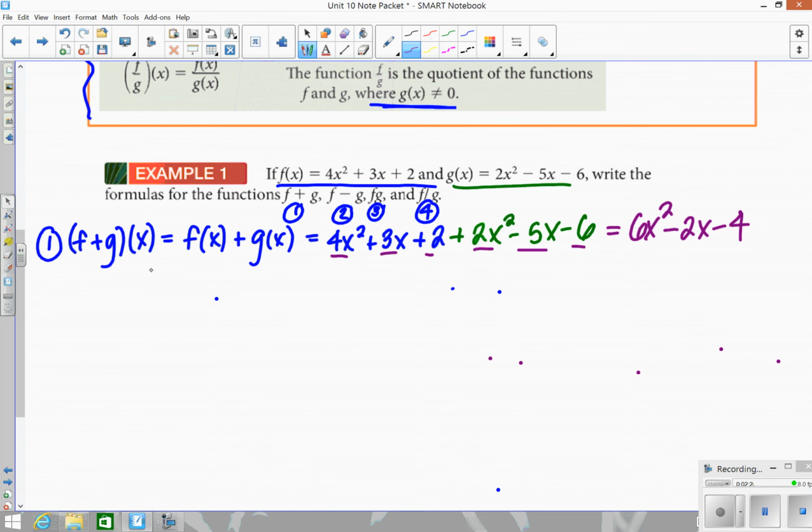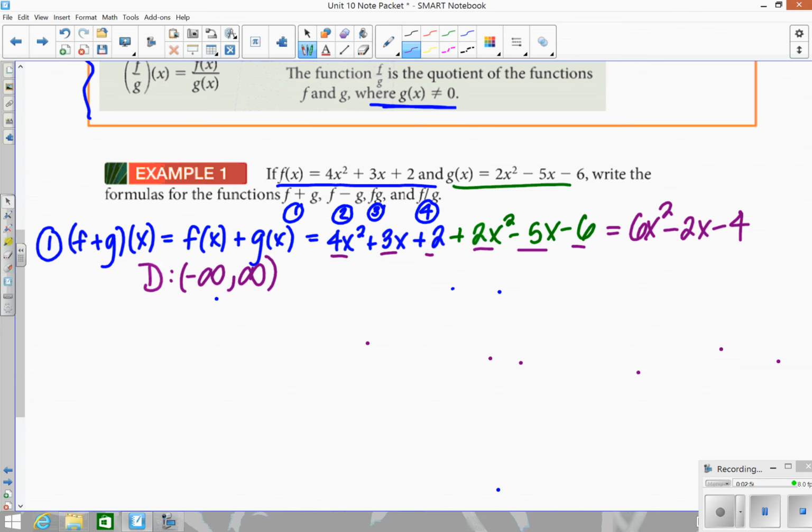And then the only other thing I want to do with this is say, okay, well, what's the domain of my final function, or f plus g of x? So the domain, if you look, we started with two polynomials, or two quadratics, and we ended with a quadratic. So there's no restrictions, so it's just going to be all real numbers. So negative infinity to positive infinity.